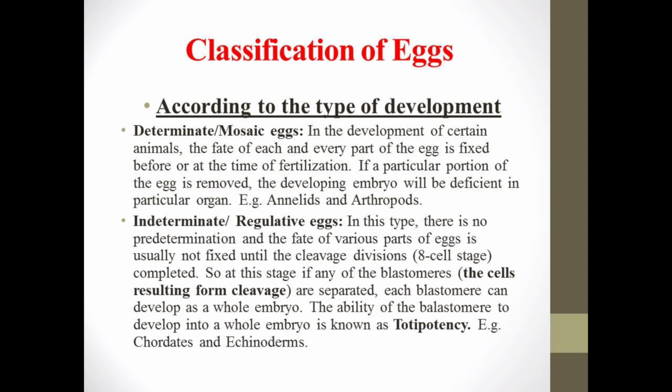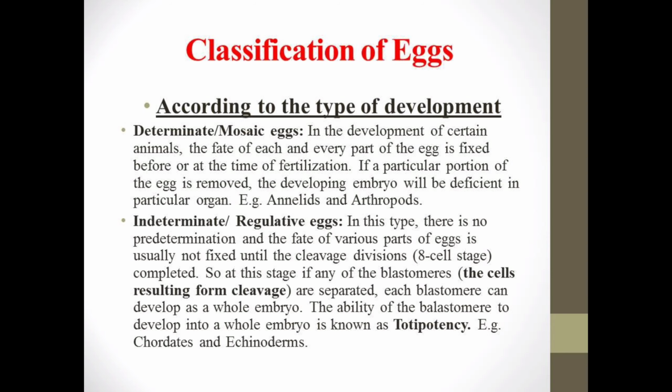Now, the next basis of the classification is according to the type of development. The first egg under this category is the determinate or the mosaic egg. In this type of the egg, the fate of each and every part of the egg is fixed before or at the time of fertilization, and if the particular portion of the egg is removed, the developing embryo will be deficient in the particular organ.